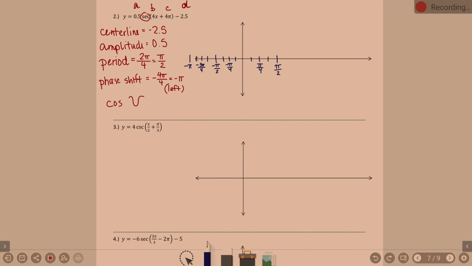Okay. Don't do what I did. I forgot to label up front, didn't I? Kind of works out better. Where's my center line going to be? Or what's my center line? It's negative 2.5. You can either label it off here to the left or right here in the center. I don't know. That's a hard one to label. Amplitude is 0.5. So that means we're going up a half and down a half, which puts me at -2 and -3.